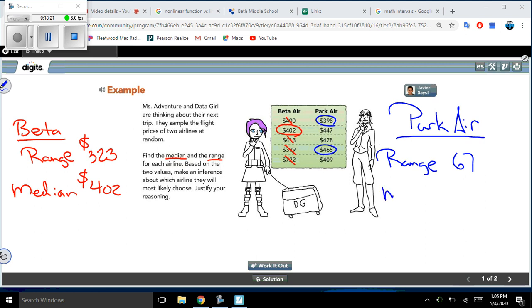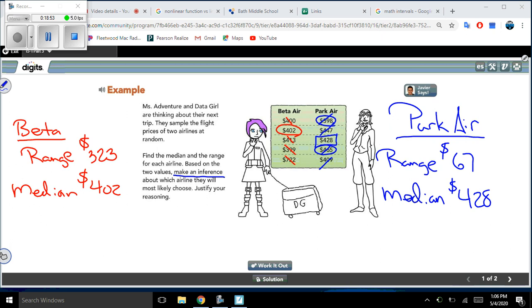And the median for Park Air is going to be the middle number. We already have, this is the smallest and this is the biggest. What's the next biggest one? 447. What's the next smallest one? 409. So it looks like right here my median is at 428. Okay. So the question is, once you've found those numbers, make an inference, make an educated guess about which airline they will most likely choose and justify your reasoning.